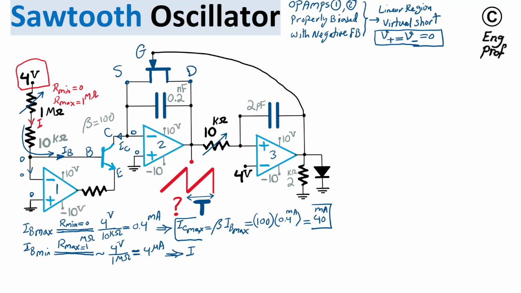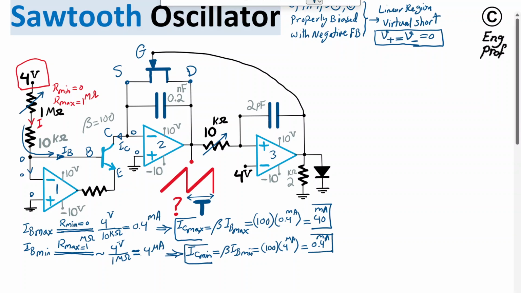So that means I collector minimum for the bipolar junction transistor, or BJT, is beta times I base minimum, which is 100 times 4 microamp. So I get 0.4 milliamp. Okay, so we found the minimum and maximum current that we can control using the potentiometer that appears at the collector of the BJT transistor.